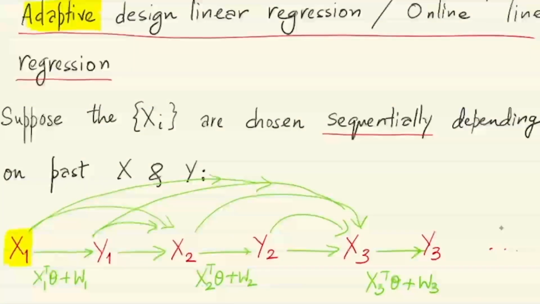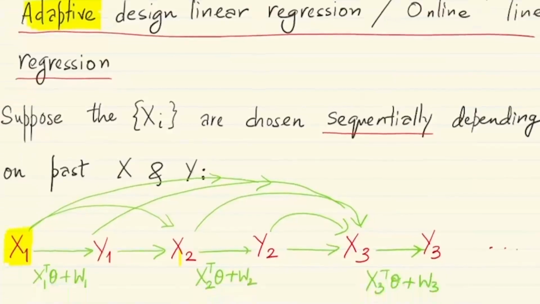Followed by this, x2 is chosen, but x2 can depend on y1 and x1. So that's why x2 has arrows coming in from x1 as well as y1. This arrow is redundant. So x2 can depend on x1 and y1, following which y2 is obtained only depending on x2, following the linear model x2 transpose theta plus w2. Following y2, x3 is a new direction that can be computed by looking at all the past data. So x1, y1, x2 and y2 can be used to decide x3, and so on and so forth.